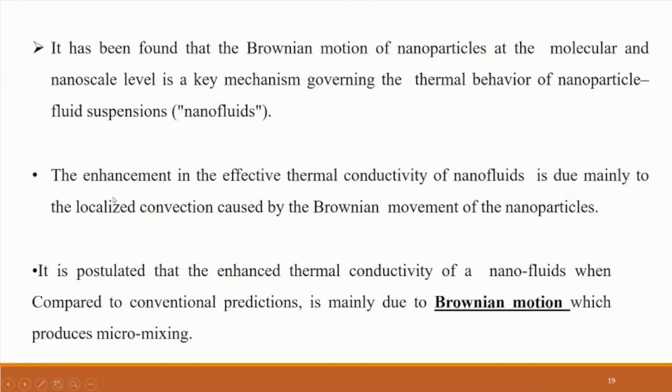The enhancement in the effective thermal conductivity of nanofluid is mainly due to the localized convection caused by this Brownian movement of nanoparticles. What is Brownian movement? The suspended small nanomaterial particles which we have added in the base fluid are moving, just like floating. The study of that motion is named Brownian motion. I think I am able to make you understand.